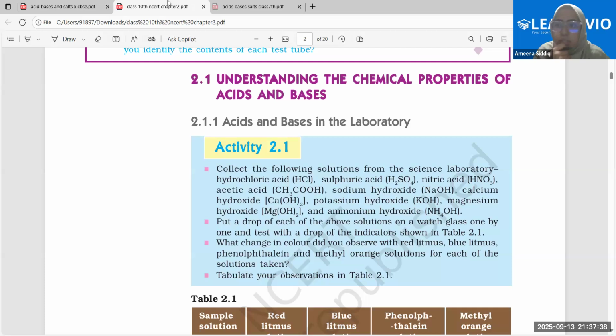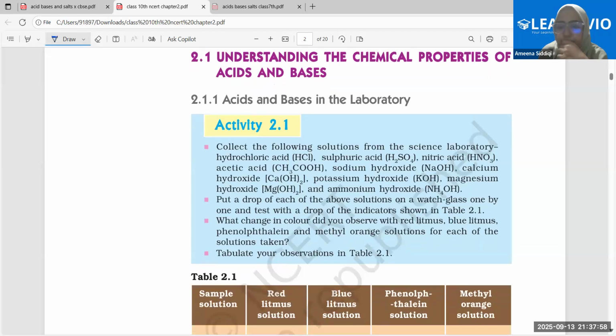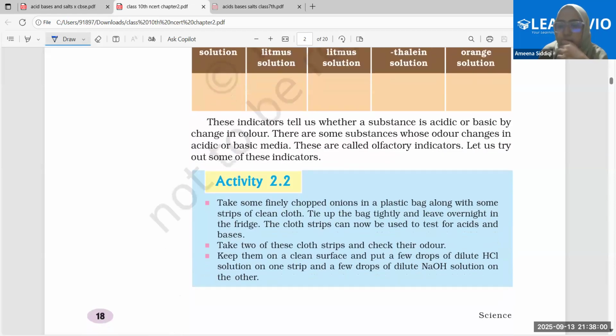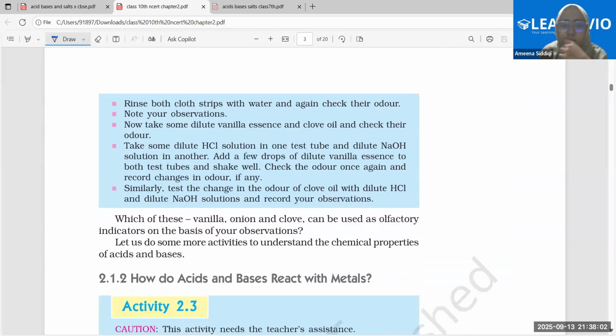Basically, we have to now begin with the chemical properties of the acids and the bases. I think we would have also discussed some of the physical properties of the acids and the bases. I'm recalling that some of that has been discussed, right? Yes, ma'am. Fine. This has been done.